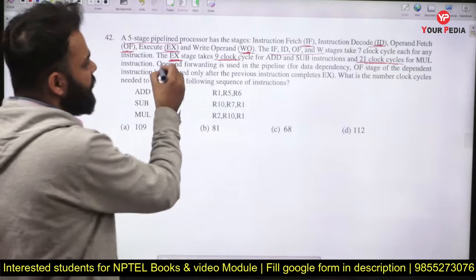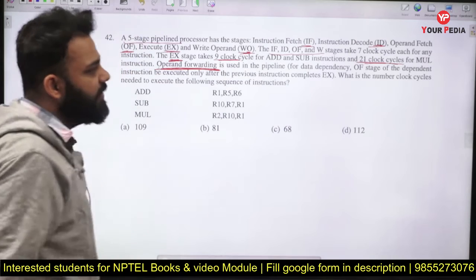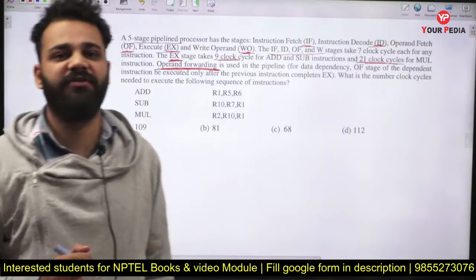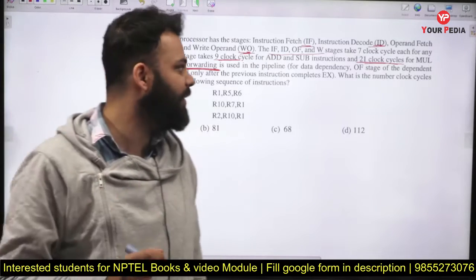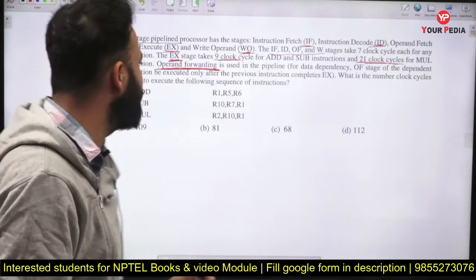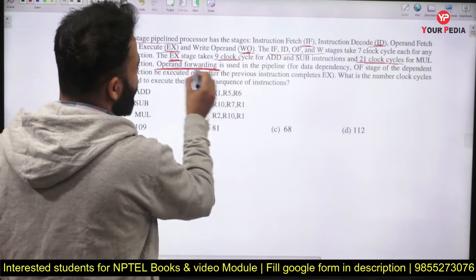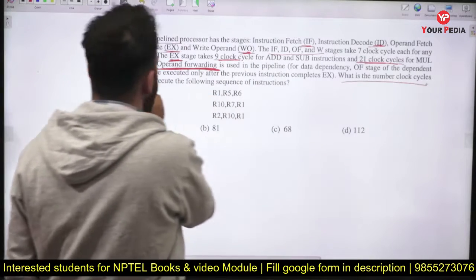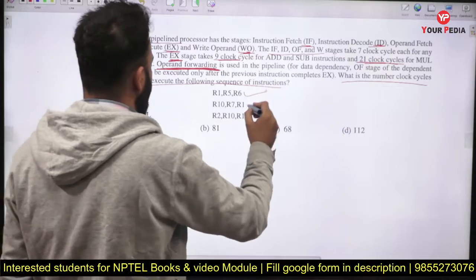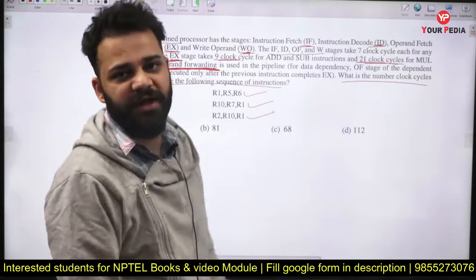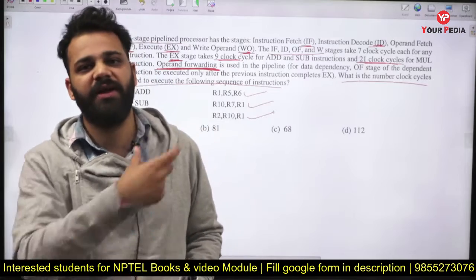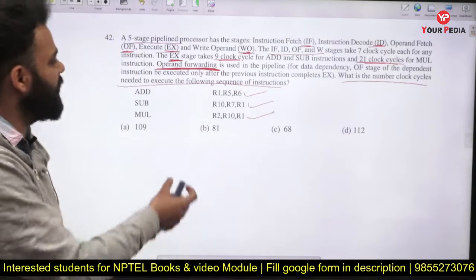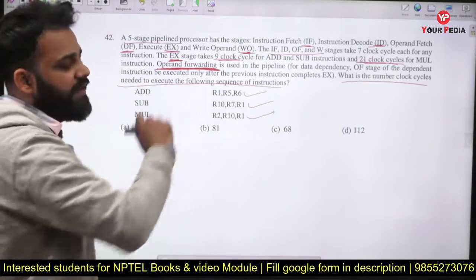Now operand forwarding is used. Operand forwarding is used for data dependency, and when the operand fetch of an instruction is completed, only after that can you fetch the operand using the operand forwarding technique. What will be the number of clock cycles needed to execute the following sequence? You have been given 3 instructions: addition, subtraction and multiplication. So you have been given the number of clock cycles, the instructions, and the stages of the pipeline, and you have to find the total number of clock cycles if you execute these 3 instructions.